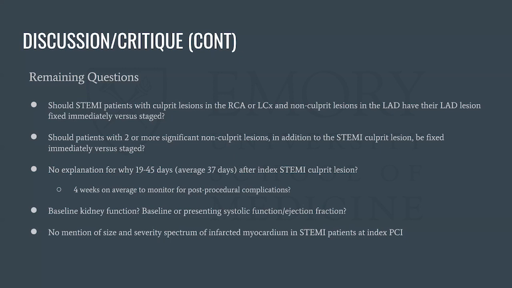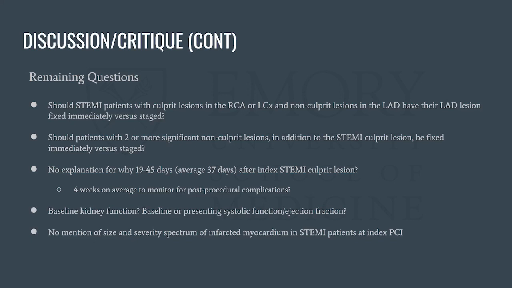In addition, in a similar vein, for patients that end up having 2 or more significant non-culprit lesions, which potentially would also include that LAD, should we favor doing immediate? Is that why immediate was favored compared to staged for those patients when they had more of an ischemic burden? Does that favor the immediate group here as well?